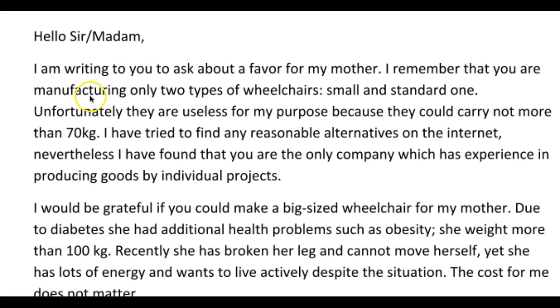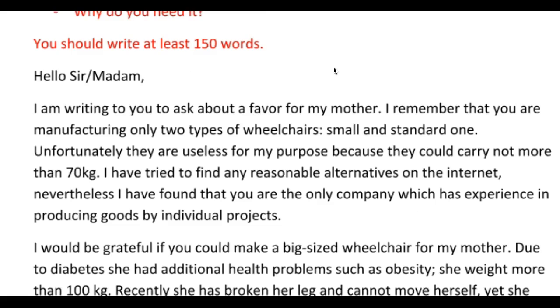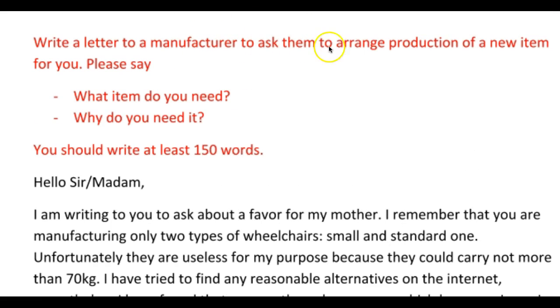That would have been okay. I'm writing to ask about a favor for my mother. Check the context. Okay. You're writing to a manufacturer and you're asking them to arrange production. Okay. I know it's not crystal clear, but the assumption is that maybe you are another manufacturer, and this is why you want the production. We're talking maybe 2,000 items here, or I guess that would be the sort of like context here.